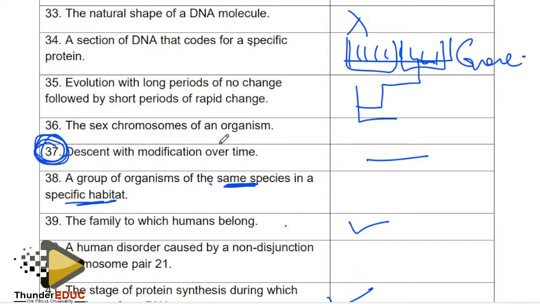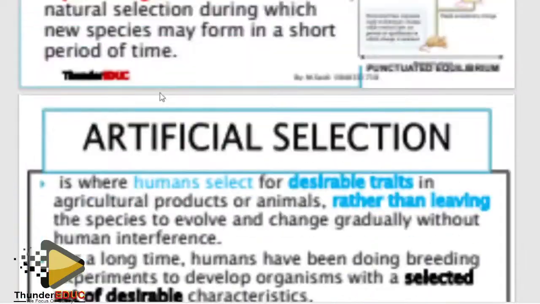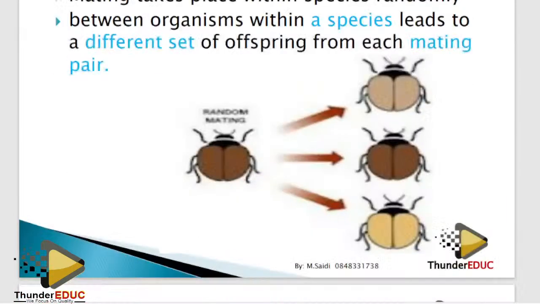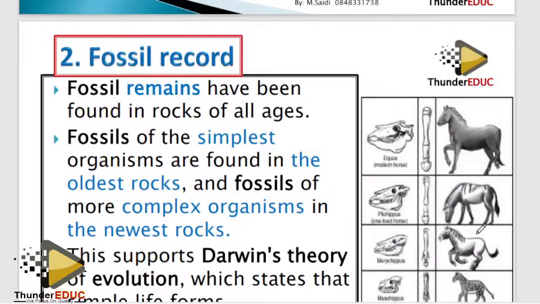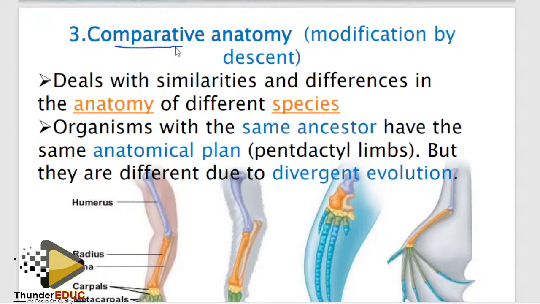So here is how do we say this? We say that this is comparative anatomy. Let me just show you something small before we go there. Another comparative anatomy: modification by descent. If you look at our distinction material, it gives you the perfect answer there. Sometimes they ask you modification by descent, which means comparative anatomy.